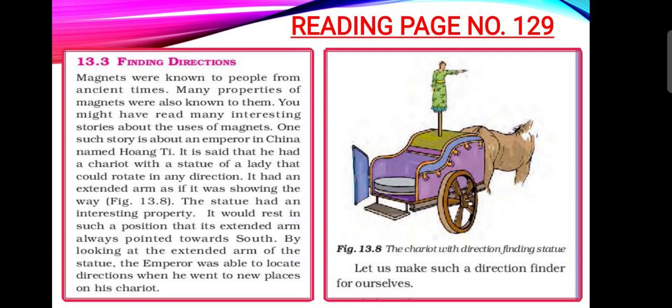By looking at the extended arm of the statue, the emperor was also able to locate the directions when he went to new places on his chariot. So this doll on the chariot helped him to identify the direction.